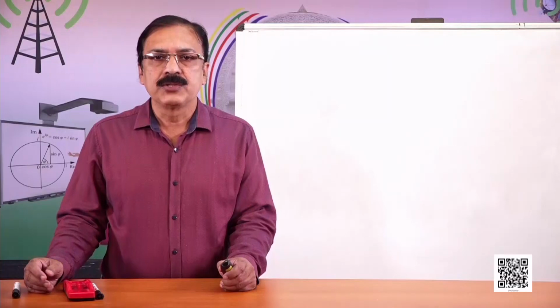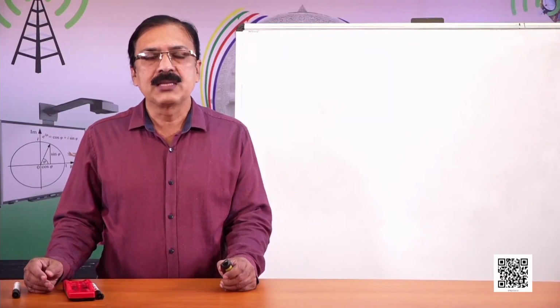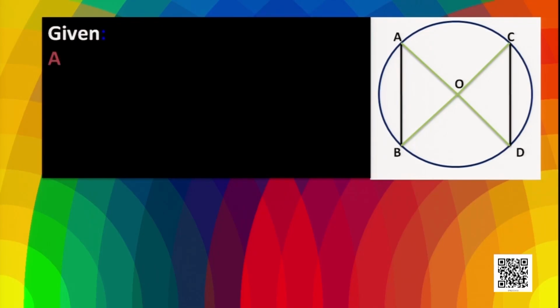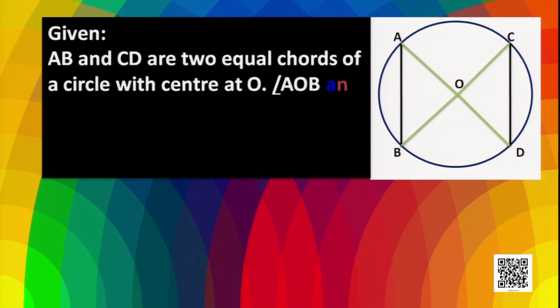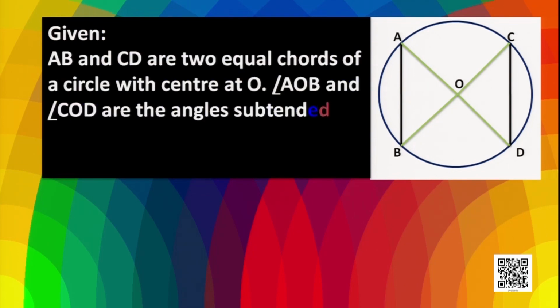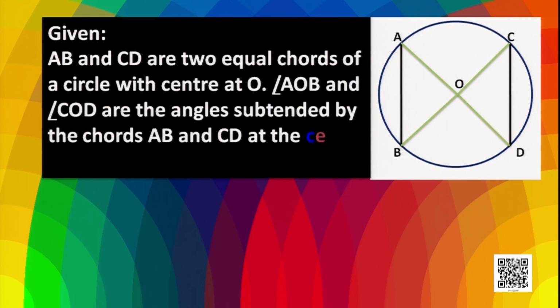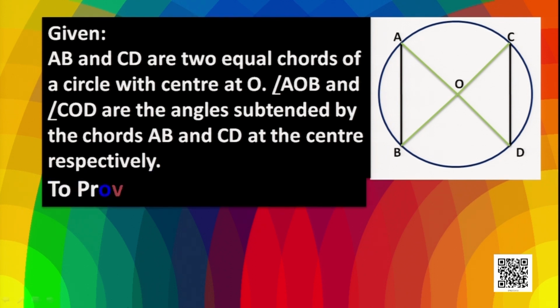So in this statement, what is given? In this figure, we are given two equal chords, that is AB and CD, and the center of the circle is O. AOB is the angle subtended by the chord AB, and angle COD is the angle subtended by the chord CD. Now, what to prove? We have to prove that angle AOB is equal to angle COD.